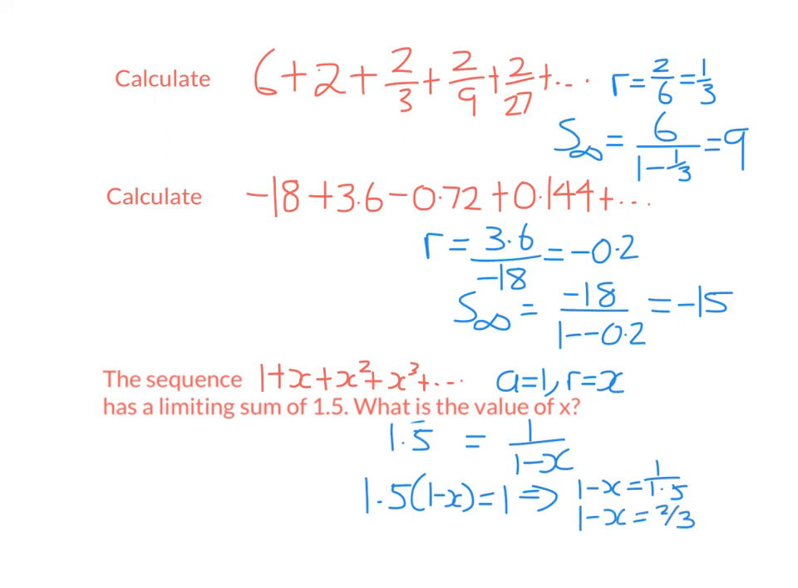So now, all I need to do is say, what do I minus from 1 to get 2/3? Well, x is clearly 1/3. 1 minus 1/3 is equal to 2/3. So that is the answer. This is actually the sequence 1 plus 1/3 plus 1/9 plus 1 over 27 and so on. If I keep adding terms and add infinitely many terms, this sum here will get to 1.5.